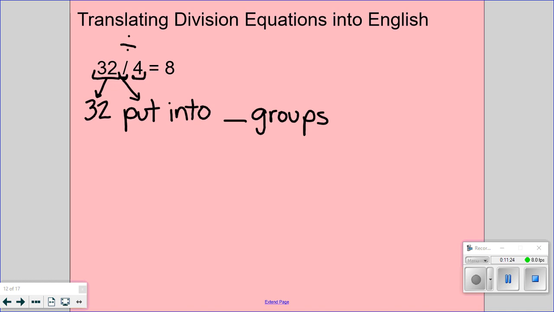What does this symbol mean? Don't just tell me 4. What does it mean? That's 4 groups. That's my number of groups. 32 put into 4 equal groups. We can add in that word equal because it is important. I just did a little caret and smushed it in there. Equal groups.